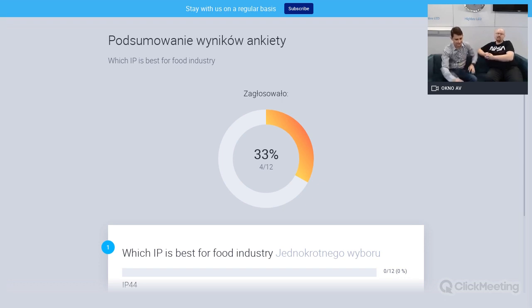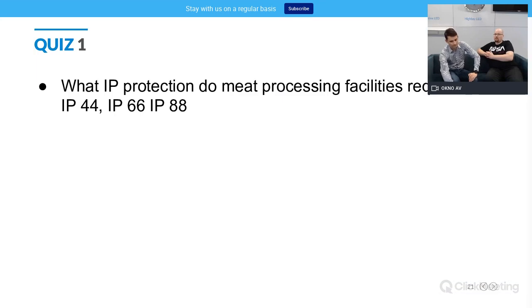So IP66 is a fully dust proof enclosure, and 6 means that the housing is okay under a high pressure water jet. So we have an answer, and we can go further.